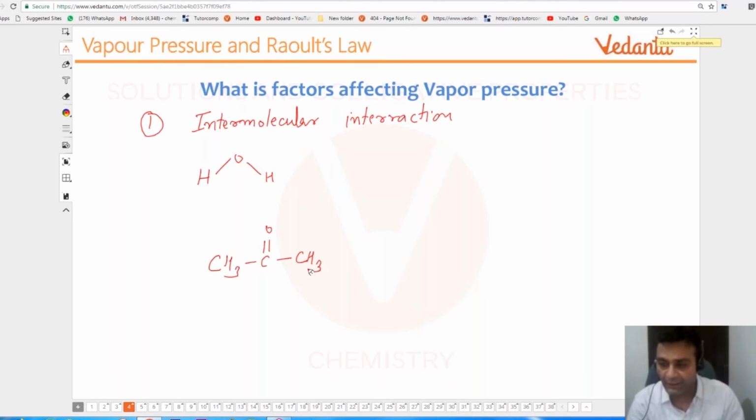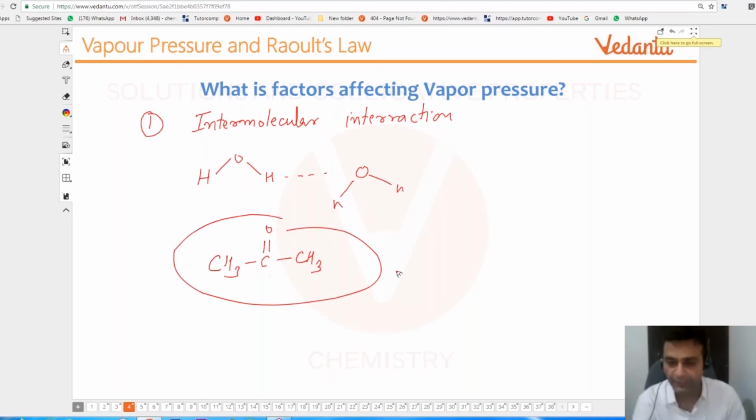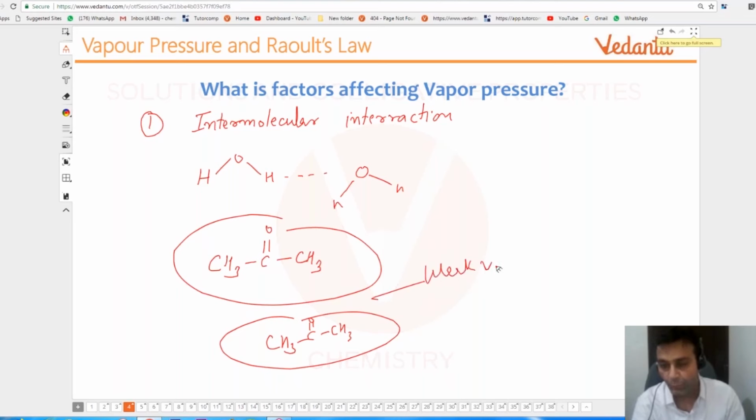Very good. Charan Singh, can you tell me which forces are operating in water? Very good, Venkata. Hydrogen bonding. So between two water molecules, there is intermolecular hydrogen bonding. And what about acetone? Between two molecules of acetone, what type of interaction is there? Yes, very good. They have a weak van der Waals force of attraction, right? Which is the stronger force, hydrogen bonding or van der Waals? Hydrogen bonding.